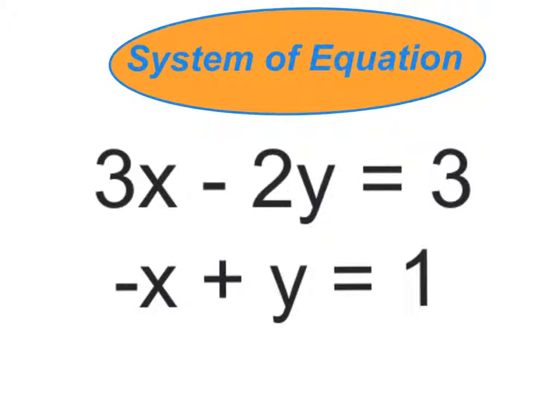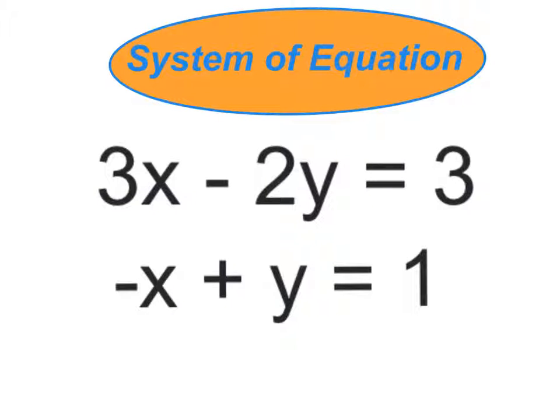To do this, you need to choose what you want to get rid of. Do you want to get rid of x or do you want to get rid of y? So let's say I want to get rid of x. Well, notice, in my first equation, the coefficient in front of x is a 3. Now in my second equation, the coefficient in front of x is a minus sign. That means that it's -1.